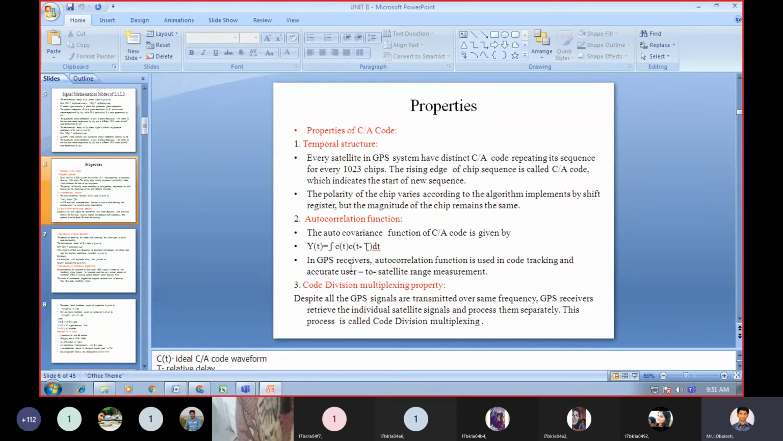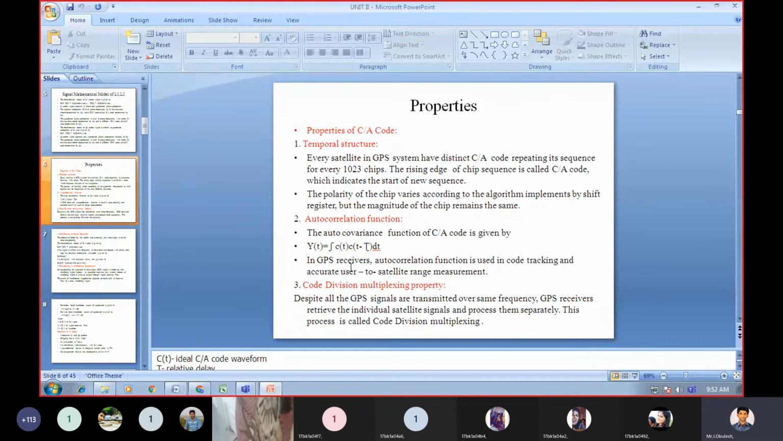Then the autocorrelation function, the second property of the C/A code. The autocovariance function of the C/A code is given by y of t is equal to the integral of c of t into c of t minus tau into dt.